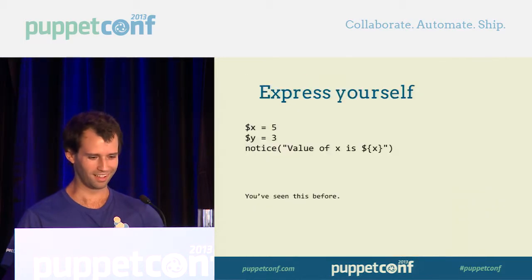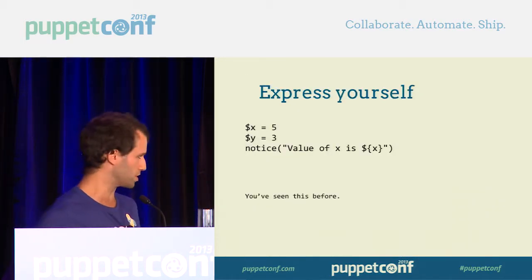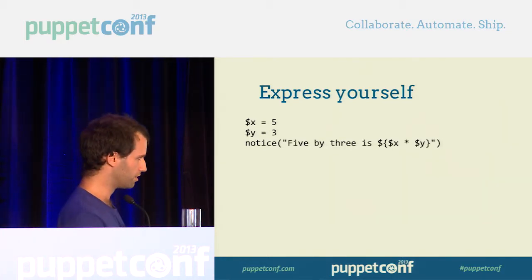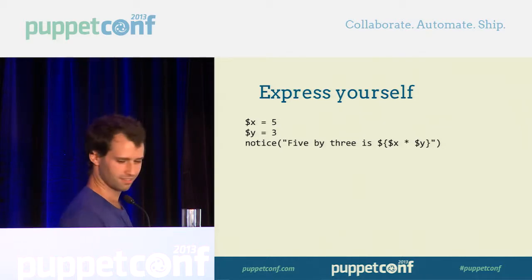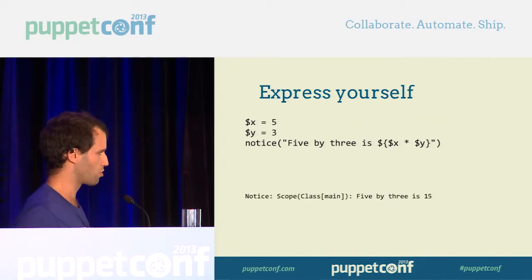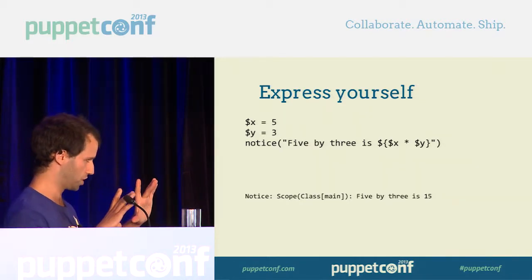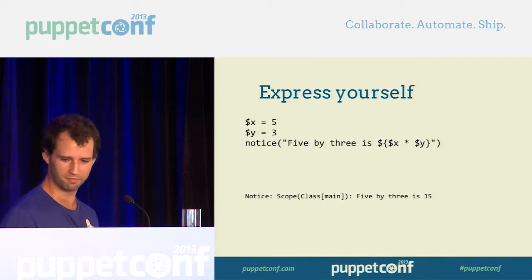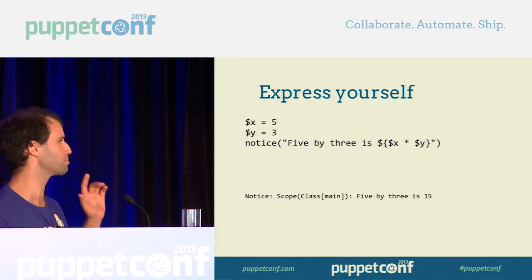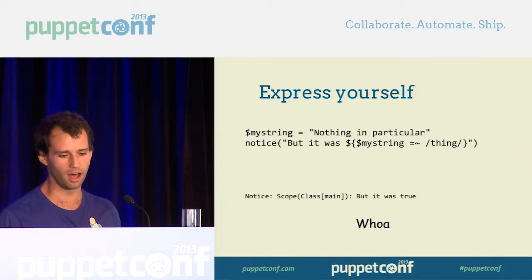Let's express ourselves with some expressions. You've seen this before. Have you seen this before? You can just throw random expressions into a variable interpolation token in a string with double quotes. And I was so sure that was going to fail. I was positive. So then I went exploring a little more.